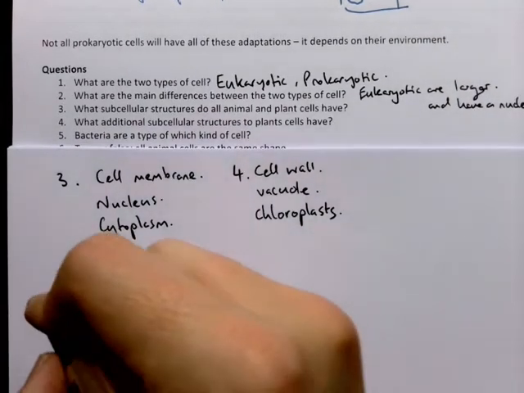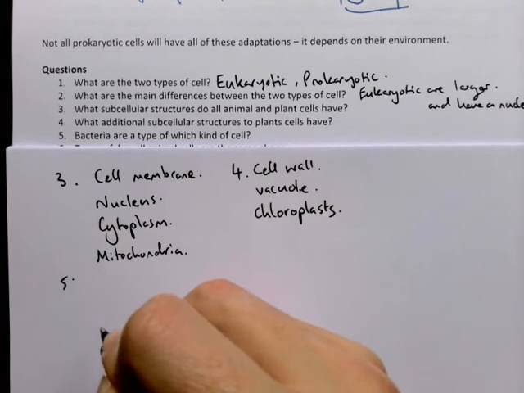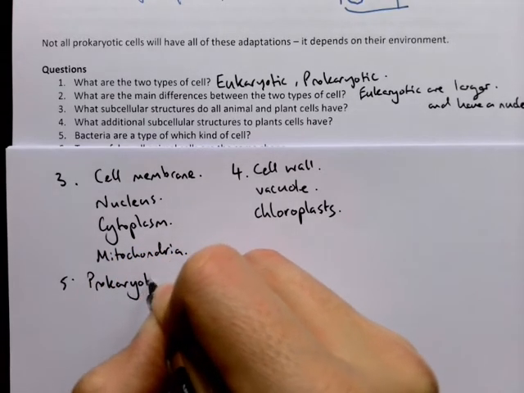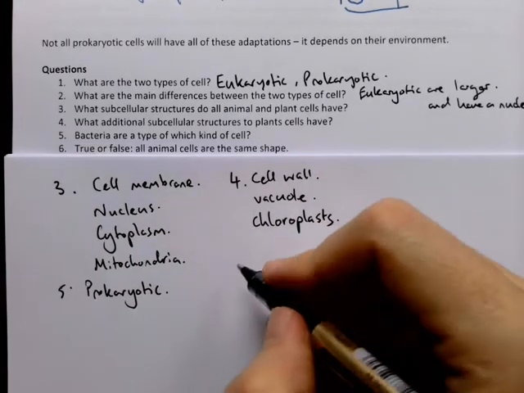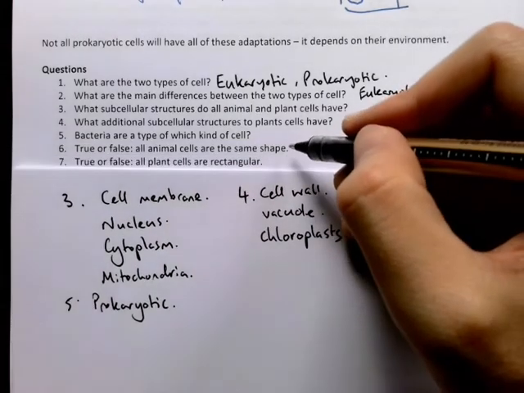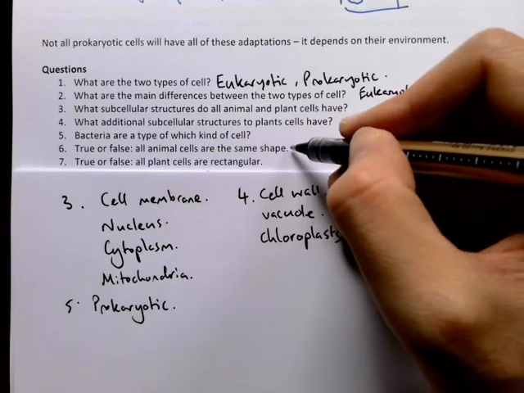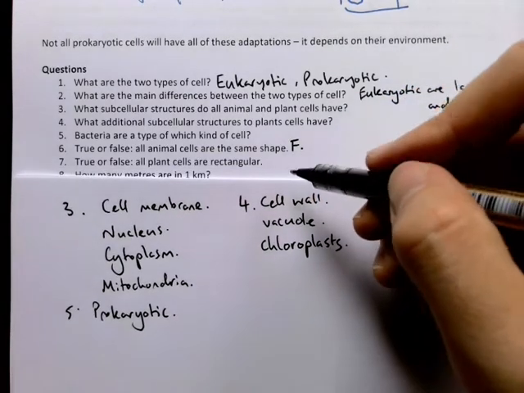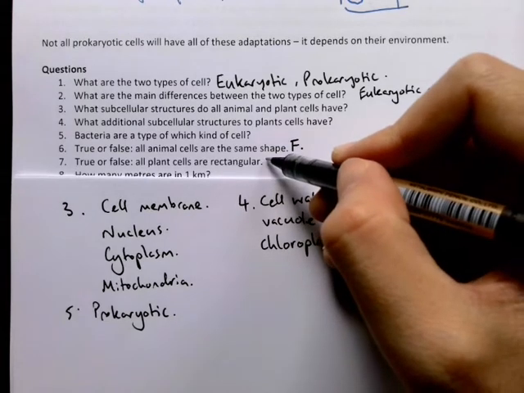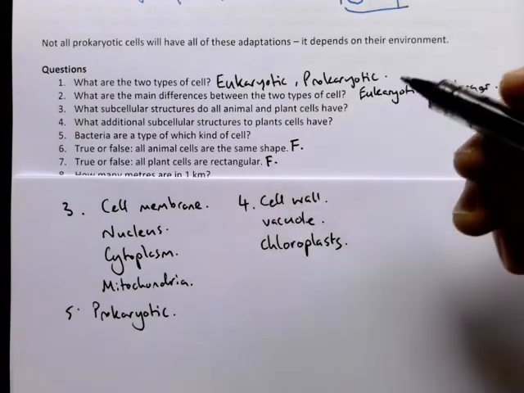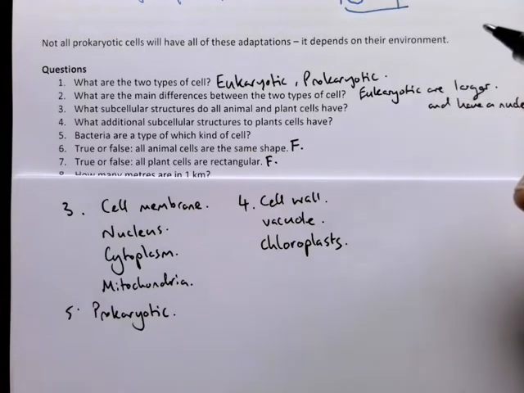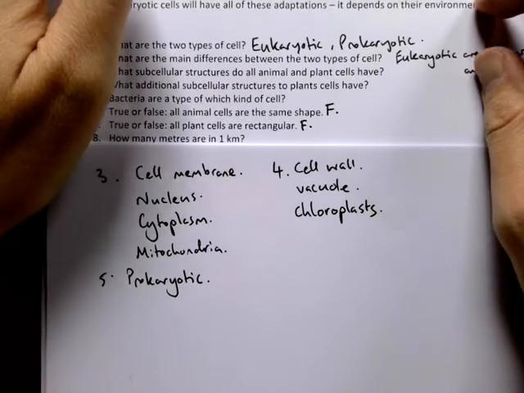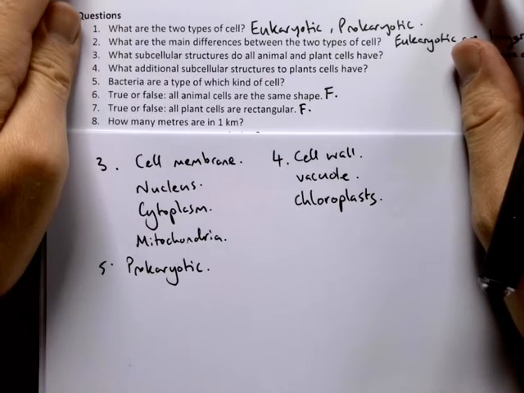Okay, number 5. Bacteria are a type of prokaryotic cell. Number 6. True or false? All animal cells are the same shape. False. They come in all different wonderful shapes and sizes. And all plant cells are rectangular. That is also false. Like I showed you last week from the textbook, you remember in a leaf, some of them are rectangular, but not all of them. It's a common misconception that all plant cells are rectangular.